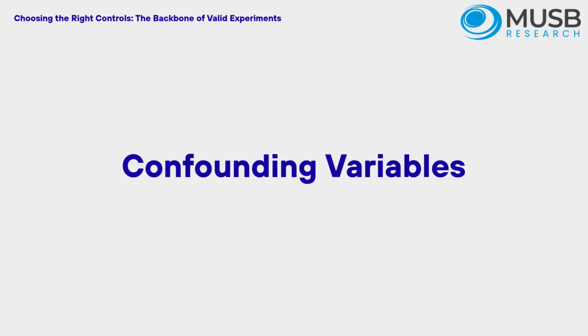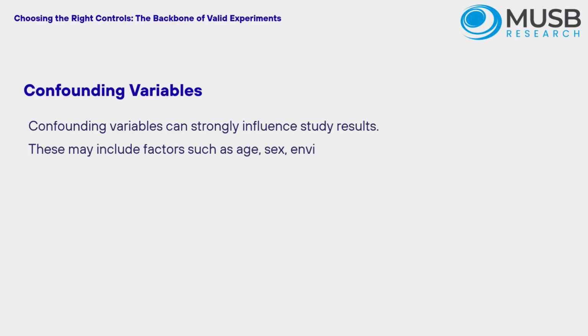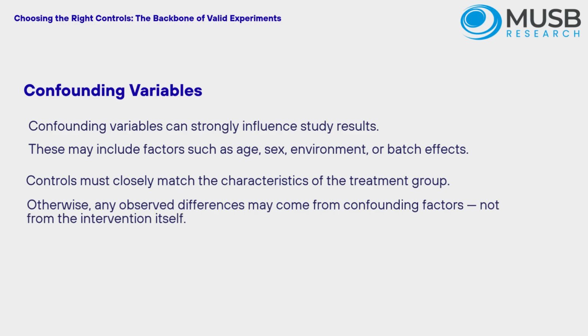Confounding variables. Confounding variables can strongly influence study results. These may include factors such as age, sex, environment, or batch effects. Controls must closely match the characteristics of the treatment group. Otherwise, any observed differences may come from confounding factors, not from the intervention itself.